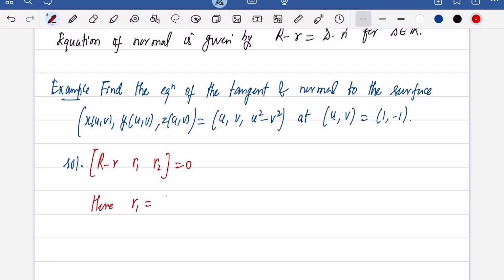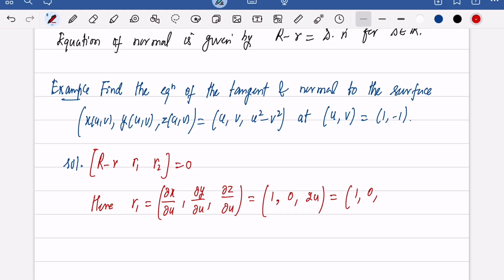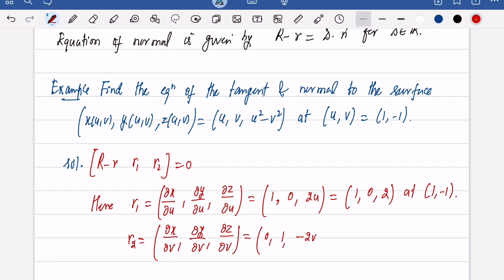Now here r1 is equal to del x by del u, del y by del u, del z by del u. So this is equal to del x by del u is 1, del y by del u is 0, and del z by del u is 2u, which is equal to 1, 0, 2 at the point 1 comma minus 1. Similarly, r2, which we define as del x by del v, del y by del v, del z by del v. Now taking the derivative, this gives us 0, 1, minus 2v. So this is equal to 0, 1, 2 at 1 comma minus 1.